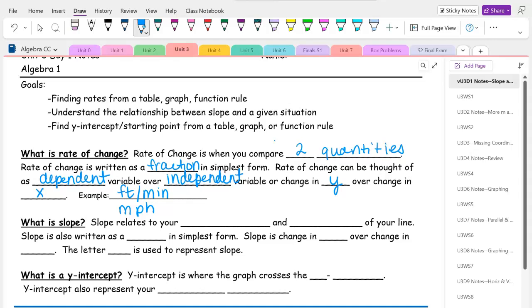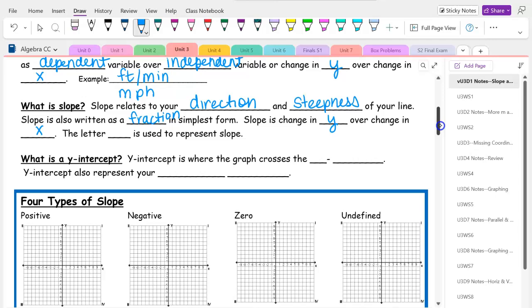Now, slope is pretty much the same thing as rate of change, but when we use the word slope, we're specifically relating to the direction and steepness of your line. Slope is also written as a fraction in simplest form, and slope is also change in y over change in x. And for whatever reason, which I do not know, we use the letter m to represent slope.